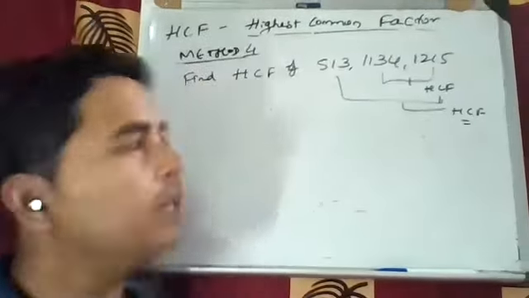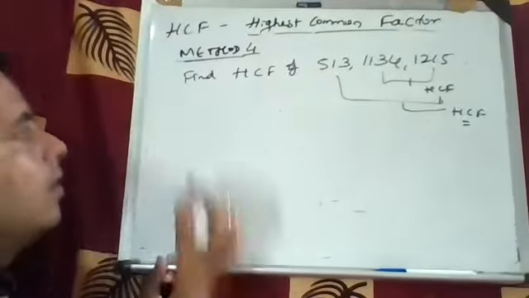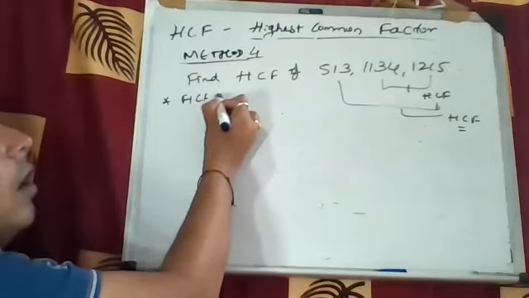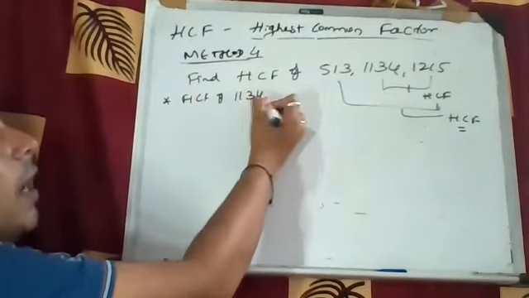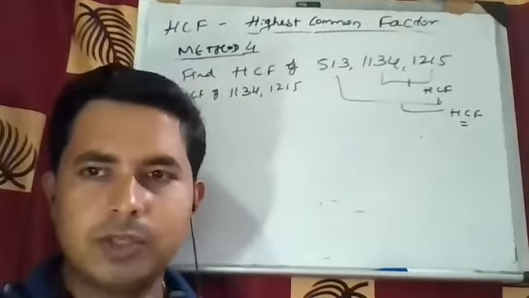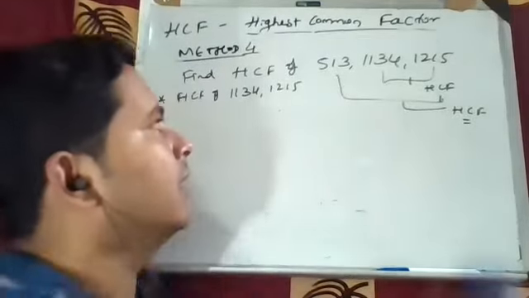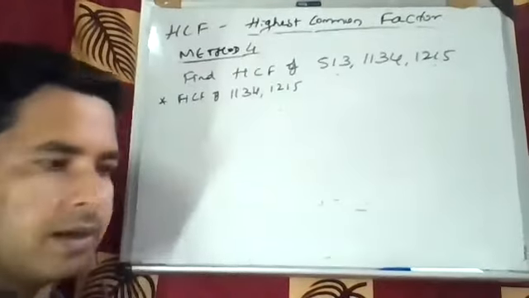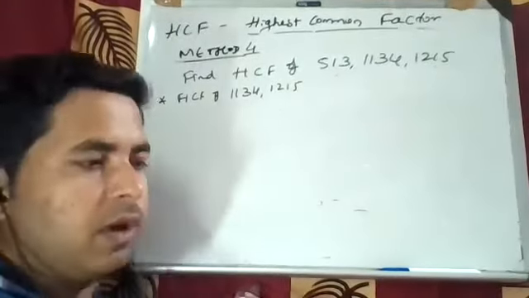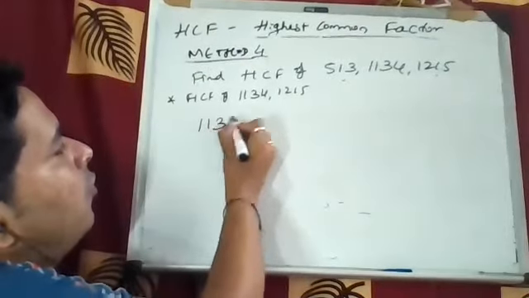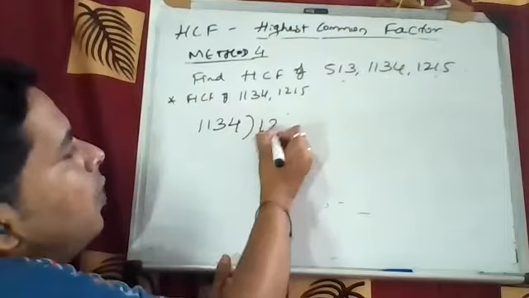So how will we do it? First we'll take the HCF of 1134 and 1215. How will we do it? It's a division method. So this method will be called the division method. How to do the division? Take the small number and divide into the bigger number. So here 1134 is the small and 1215 is the bigger. So here 1134 divides 1215.